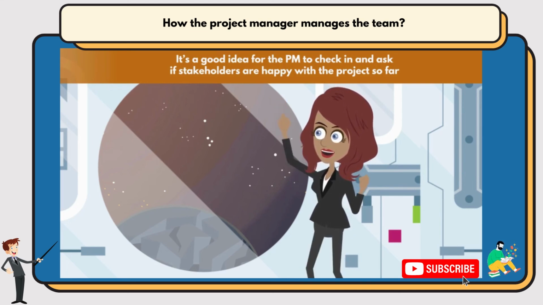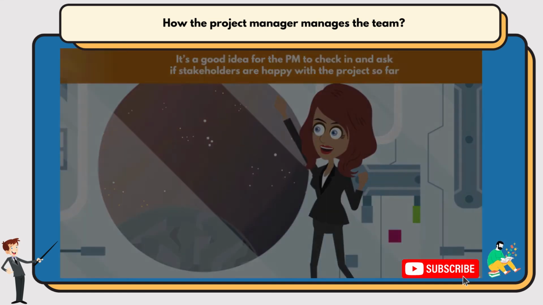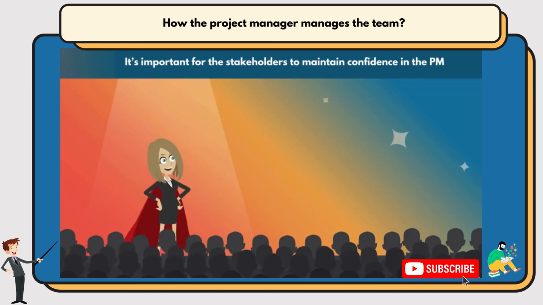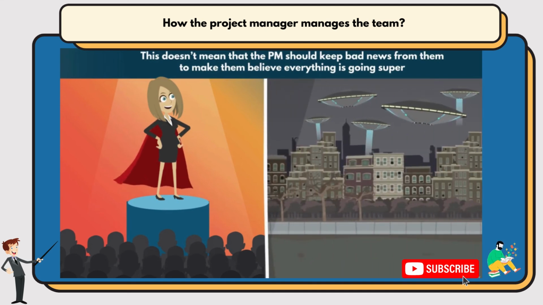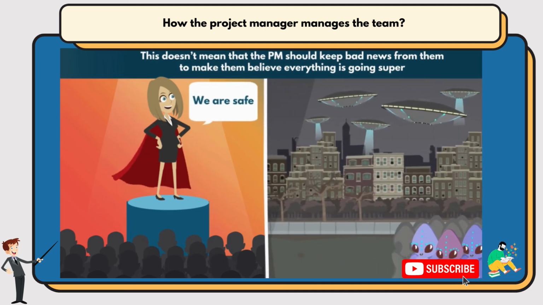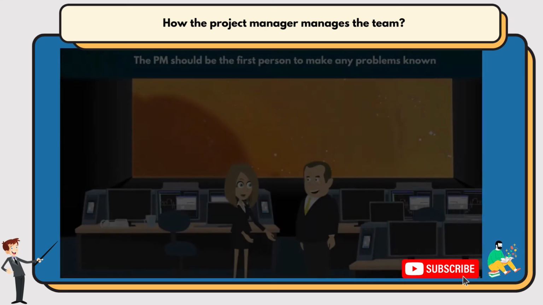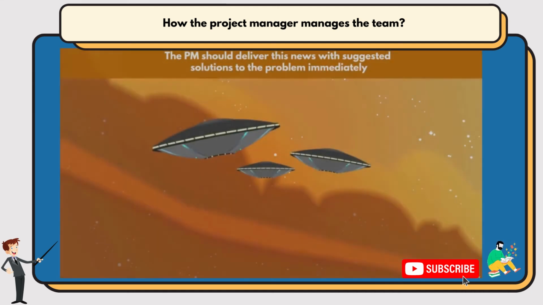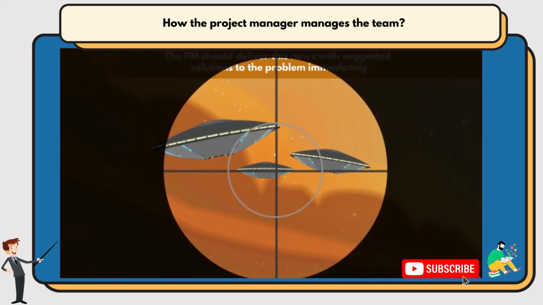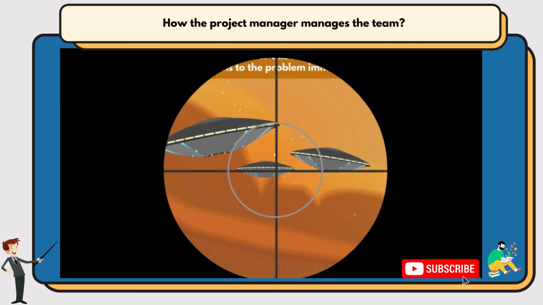The project manager has to keep on top of any communications going around, as misunderstandings can occur. It's important for the stakeholders to maintain confidence in the project manager, although this doesn't mean that the project manager should keep bad news from them to make them believe that everything is going super. Instead, the project manager should be the first person to make any problems known. If the project is not on track, then the project manager should deliver this news with suggested solutions to the problem immediately. If the stakeholders hear bad news from another source, it will impact the project manager's credibility.